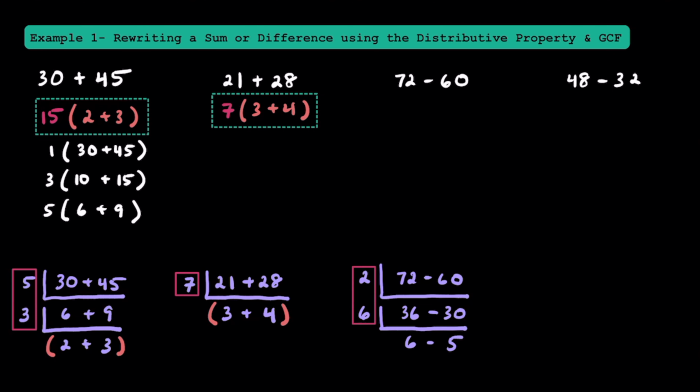The product of 6 and 2 gets our GCF of 12, and the 6 minus 5 here is just going to be rewritten as 6 minus 5 right over here. This is our equivalent expression. Now let's try this 48 minus 32.